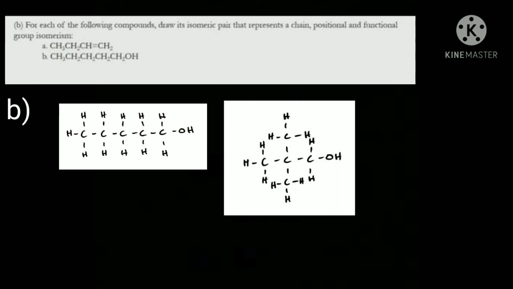Our third chain isomer, we shorten the carbon chain to become 3 carbon, and there would be 2 branches of CH3 at the upper and lower of second carbon. This structure isomer, we call them as 2-methylbutan-2-ol.